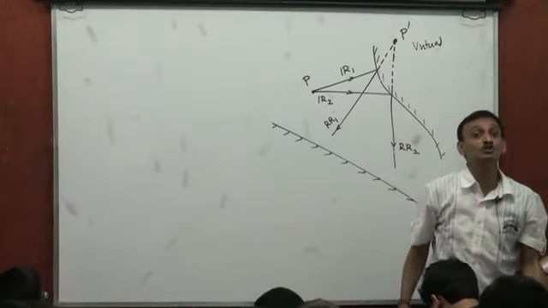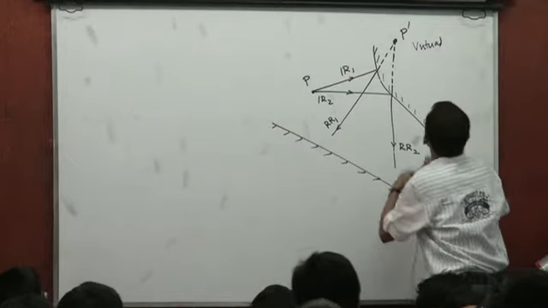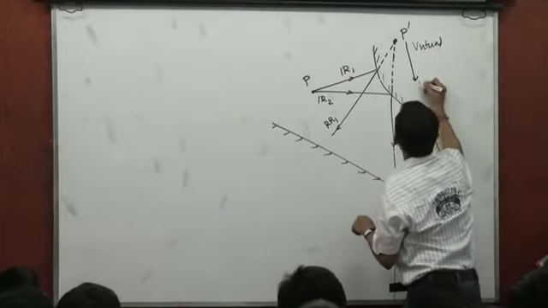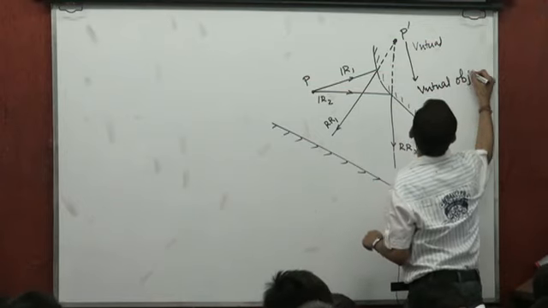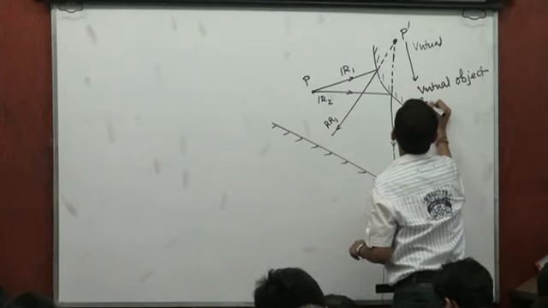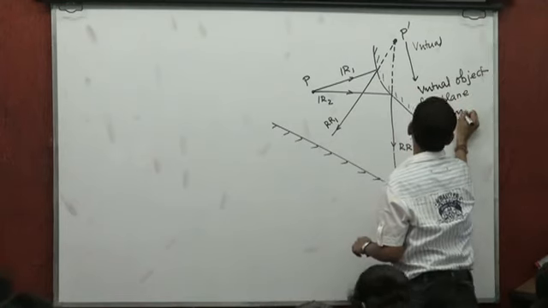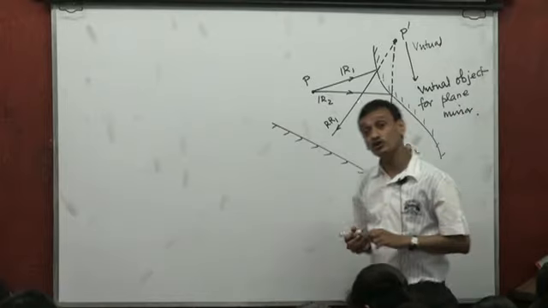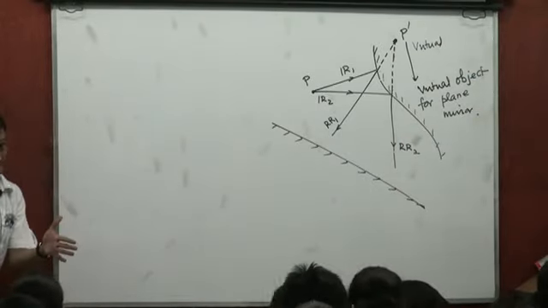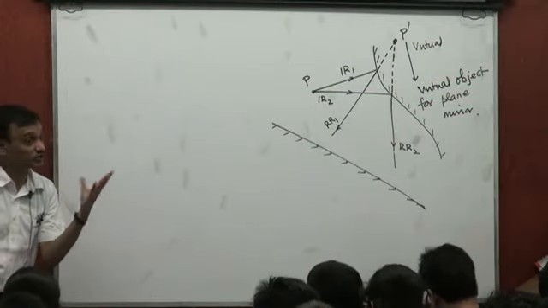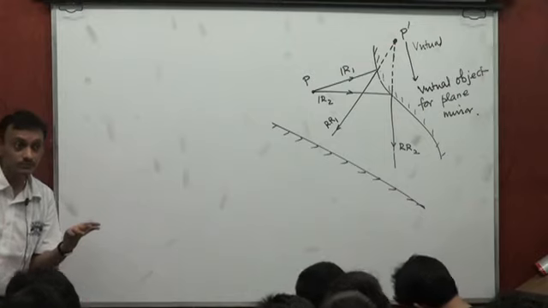But now, is this a real object or a virtual object for the plane mirror? It's a virtual object, right? So this P prime becomes a virtual object for the plane mirror. So you understand the concept of a virtual object and a real object? Concept of a virtual image and a real image? Yes or no?